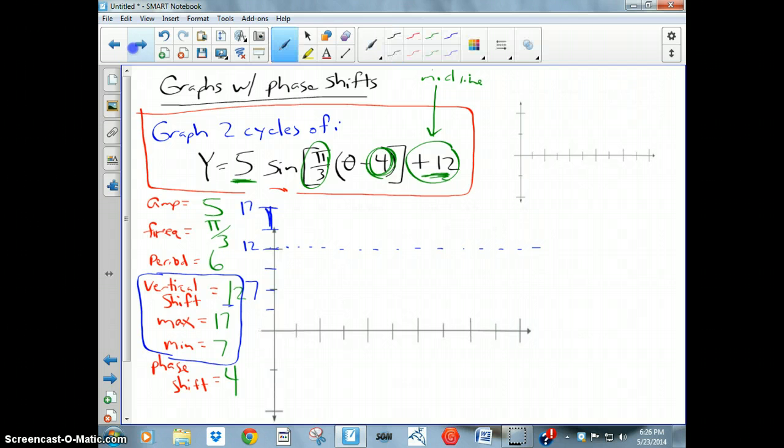Okay? Now the x-axis. Well, it says the period is 6. So therefore, I really just got to count up by ones. There's no pi involved, people. There's no pi. It's just a number, 6. And it says graph 2 cycles.